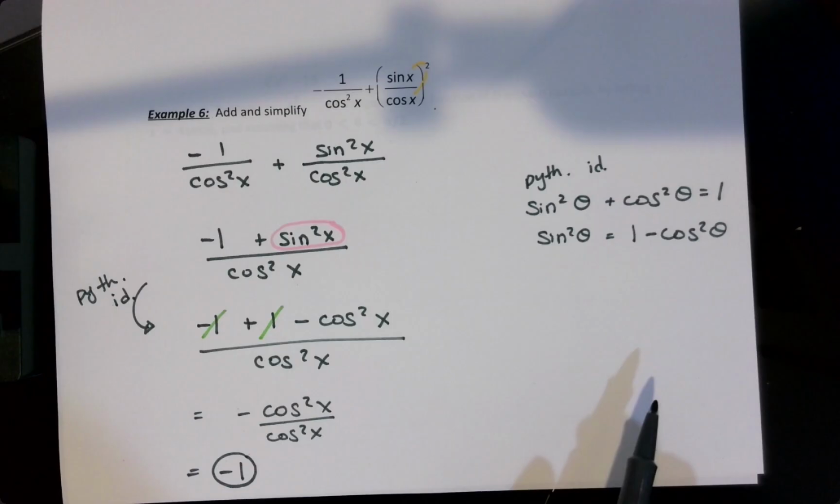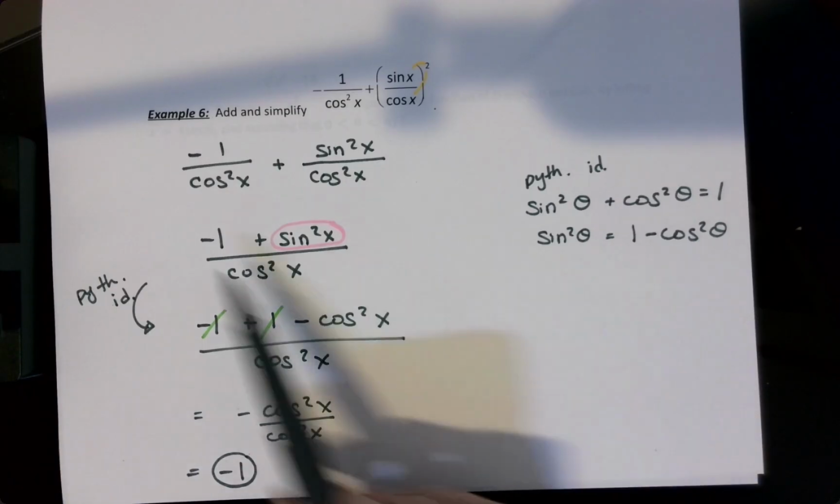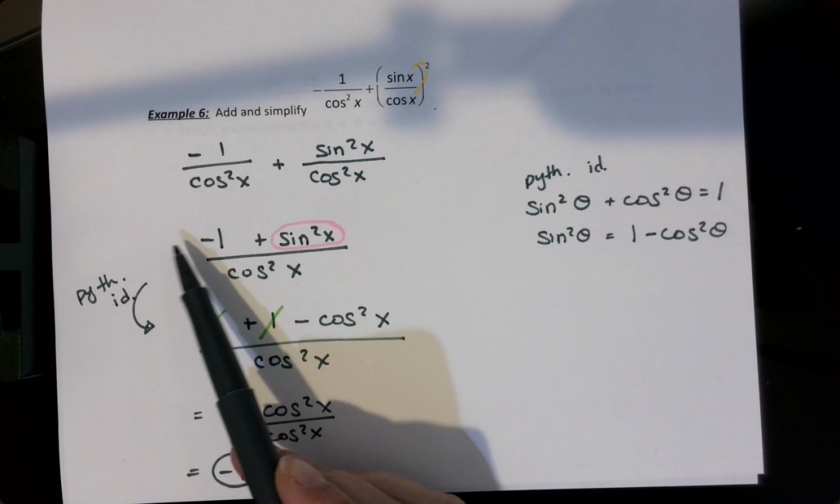Okay. Example 7, we want to rationalize the denominator. So this right here is the square root of cosine of x over tangent of x.